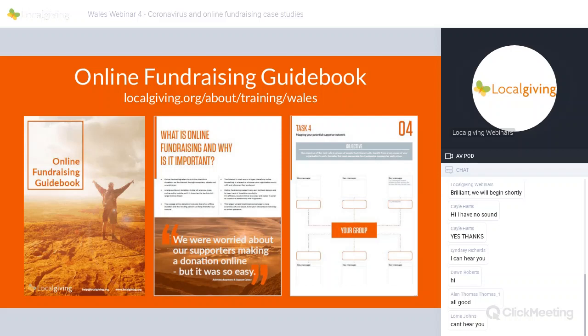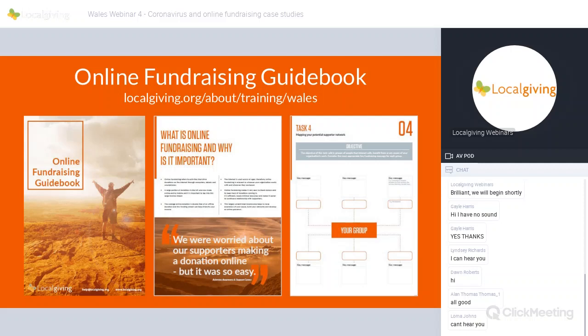Each section can operate as a standalone section, or if you want to do the entire guidebook, that's fine as well. So, for example, it is very much tailored towards people who've not done online fundraising at all and want to work through the guidebook from start to finish. But it's also really tailored to people who just want to improve one particular area of online fundraising. So, for example, there's a whole section on creating an online fundraising strategy. And so it's worth looking at the sections that really appeal to you.